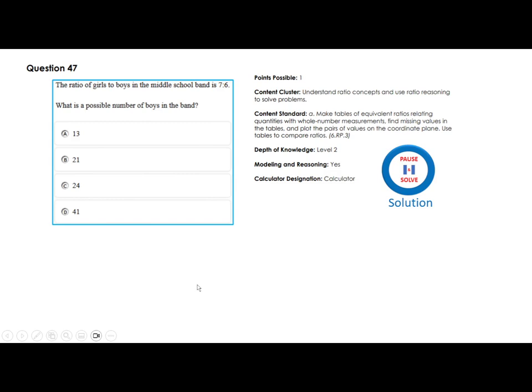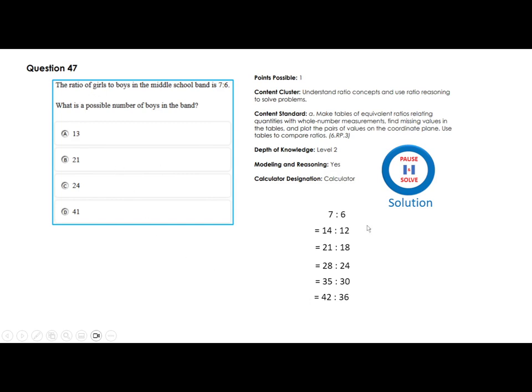Here, the ratio of girls to boys in the middle school is 7 to 6. 7 girls to 6 boys, okay? What is a possible number of boys in the band? 7 to 6, which means 14 to 12, which means 21 to 18, 28 to 24. Okay? We're adding 7 here, and here we're adding 6.